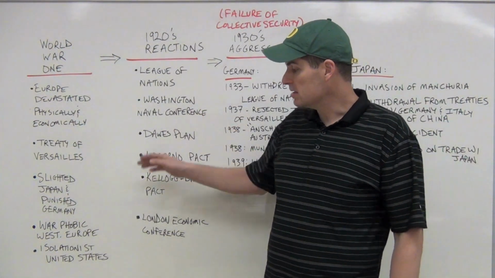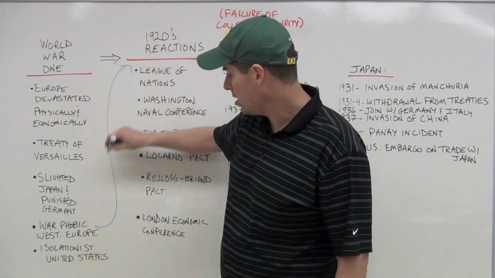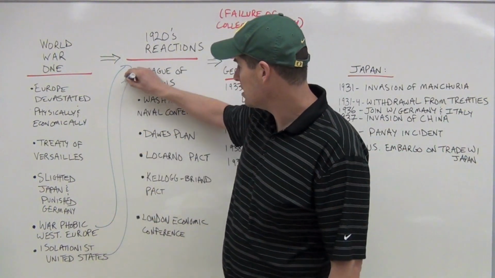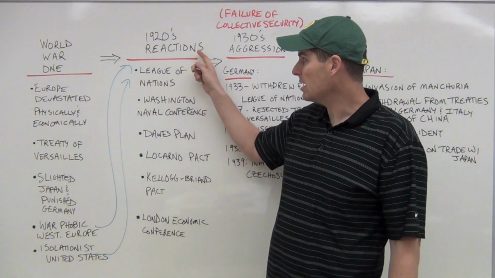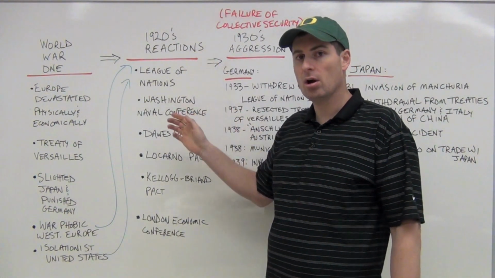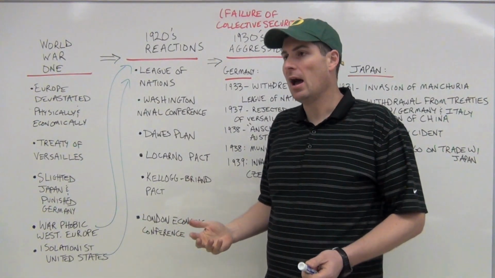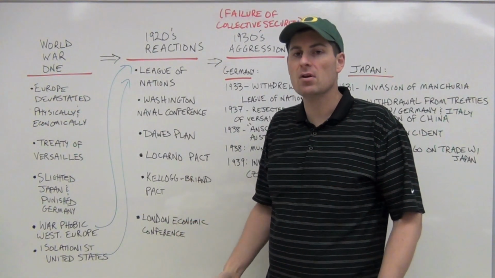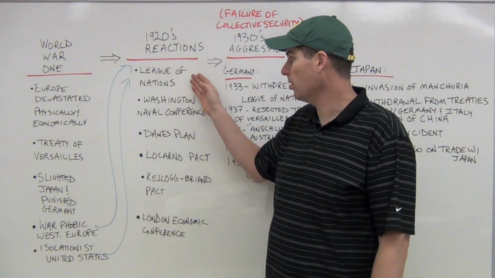In the 1920s, a manifestation of this kind of war-phobic Western Europe and this isolationist United States, you start to see reactions in the 1920s that occur. And these are just myopic, idealistic ideas that just have no chance of working. The worst one being the last one we'll talk about, or the last couple, I guess.